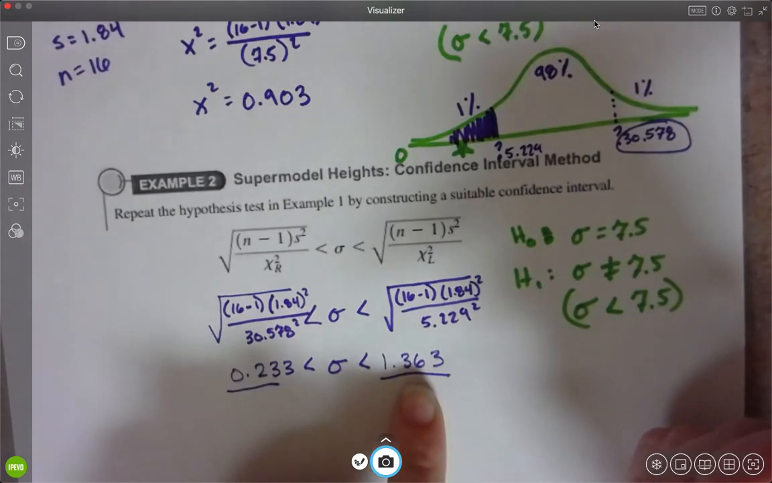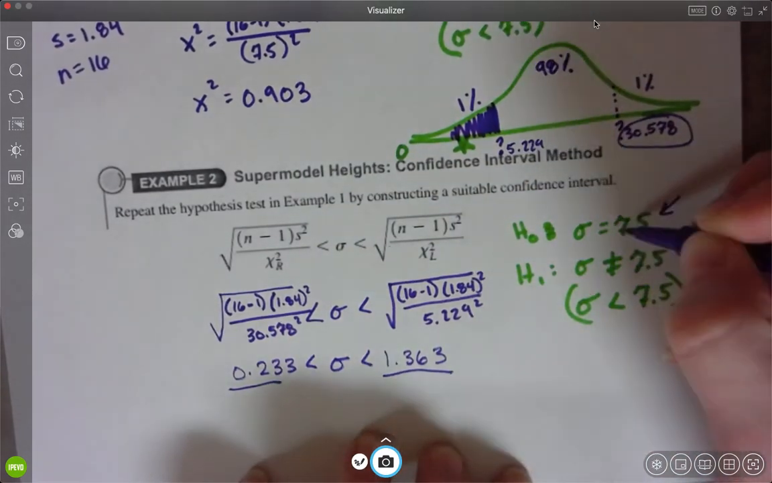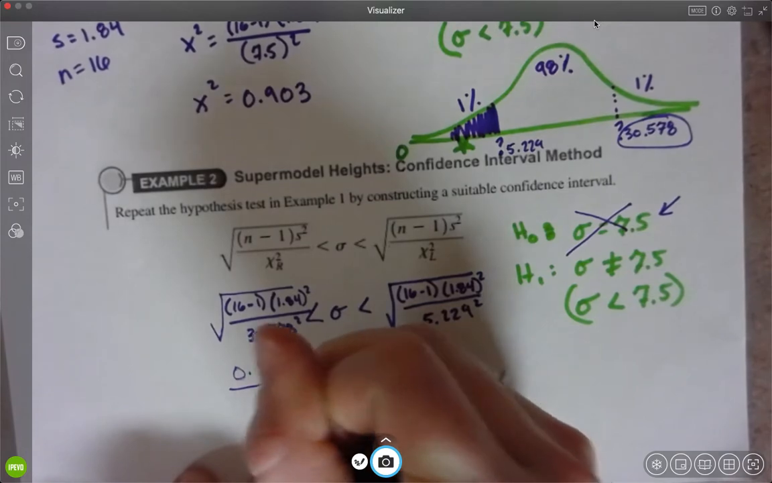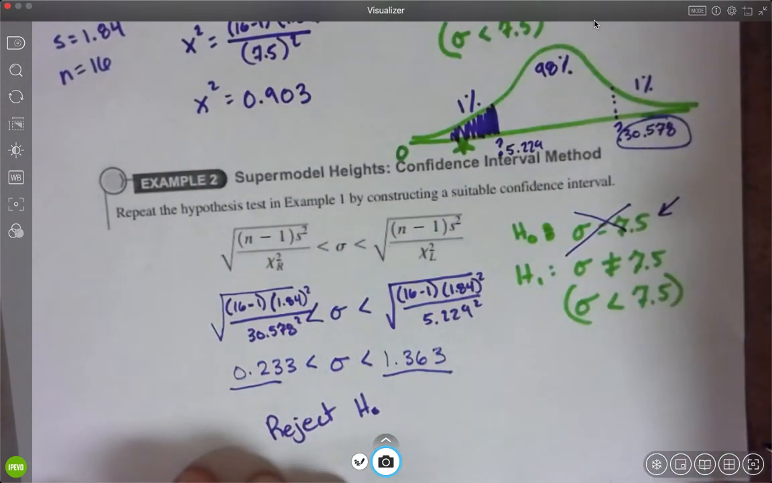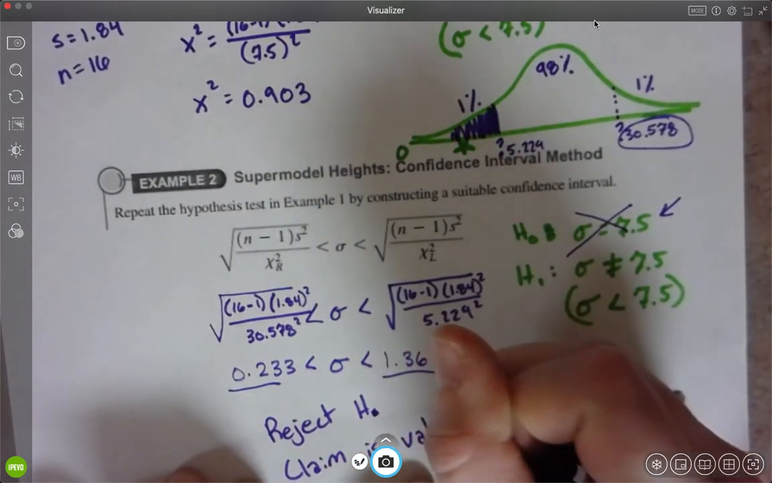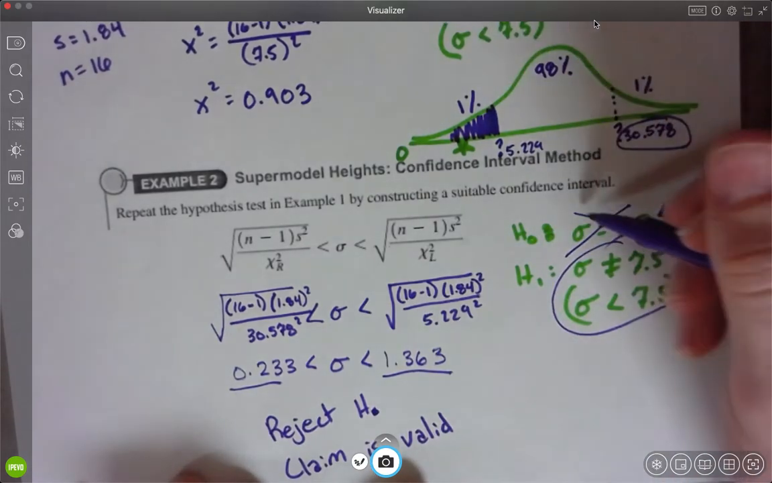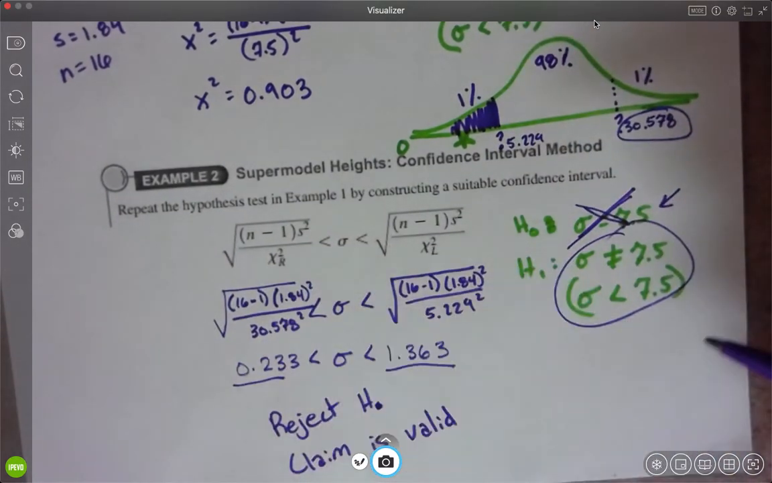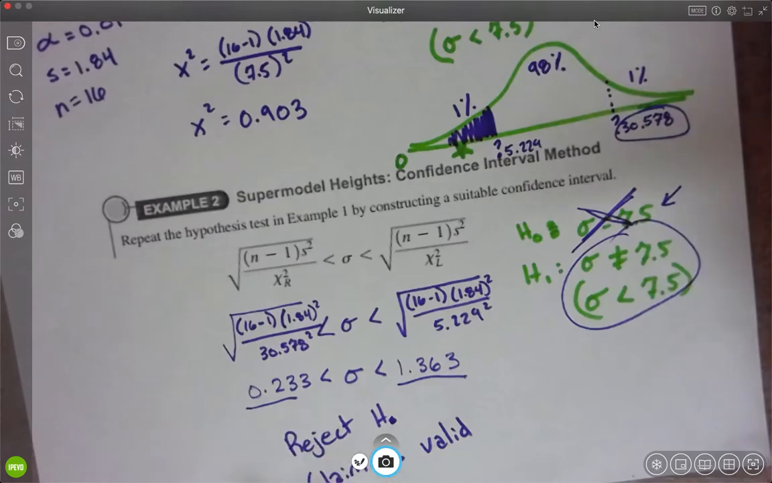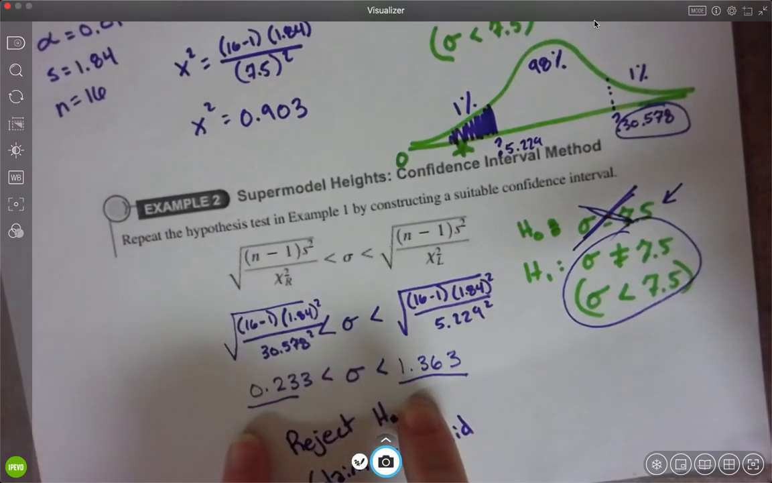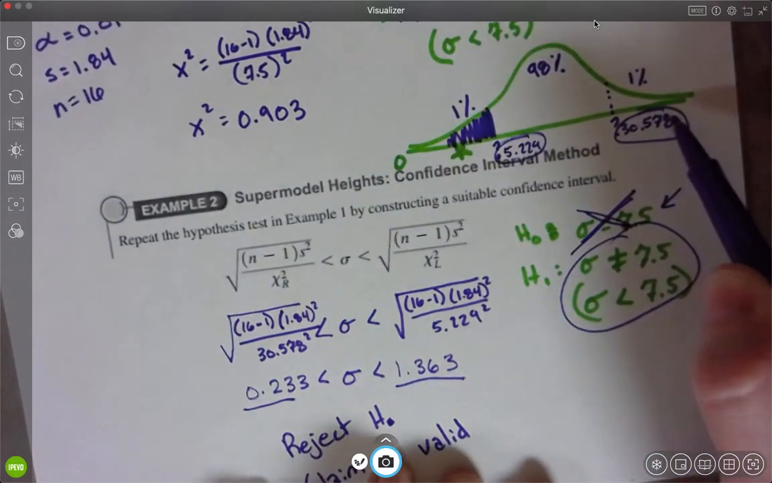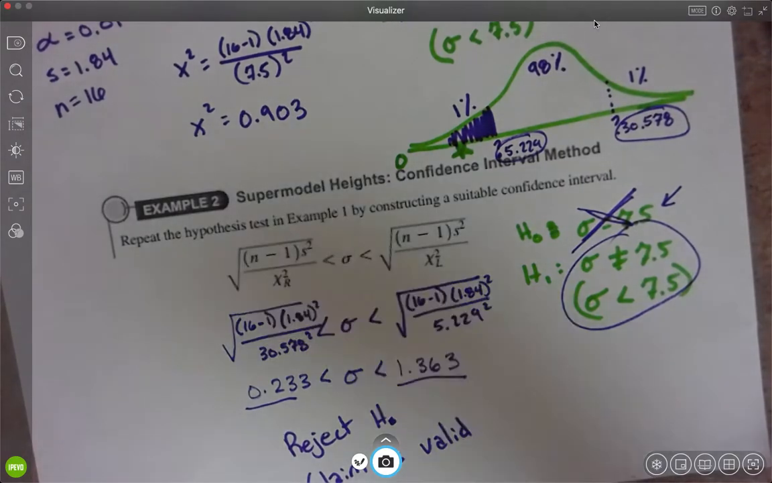So how does that compare to the hypothesis that the standard deviation is actually 7.5? This is not true. This tells me that we're going to reject the null hypothesis, and the claim is valid because the claim went with this guy. So by rejecting this thing, by saying that that's false, we're saying that the claim is actually true, okay? Which is exactly the same conclusion as we got up here, just using a different method, right? Now this seemed like it went faster because we had already done the work up here, basically. We had already found these numbers, 5.229 and 30.578. So that made it go a lot faster, okay?